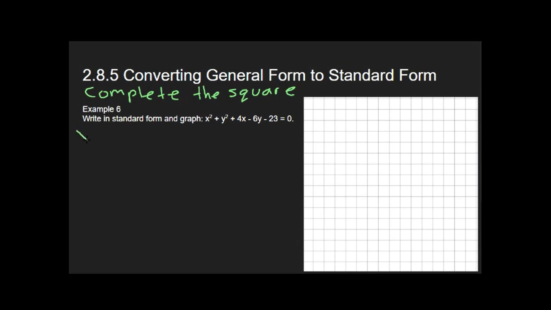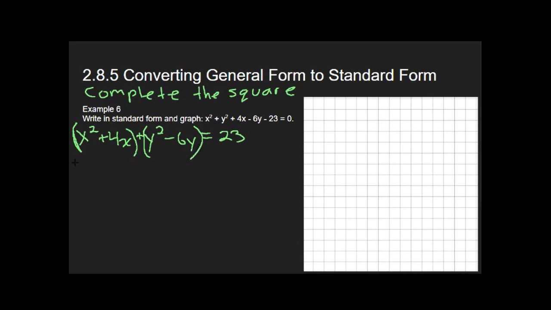So we would get x squared, and then we're going to move the 4x next to the x squared, plus 4x. We want to get all the x's together, and then the y's, plus y squared minus 6y, and we're moving the -23 to the other side by adding 23 to both sides. Okay, so we've moved the constant over and we've put the x's together and the y's together. Now we're going to group them with some parentheses here. Okay, right, because adding is commutative. It doesn't matter what order we do it in.